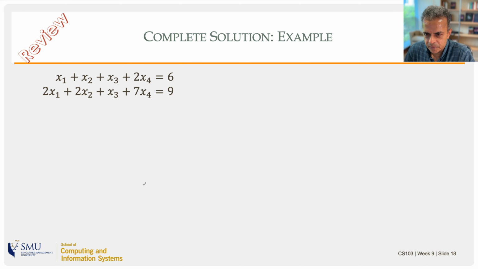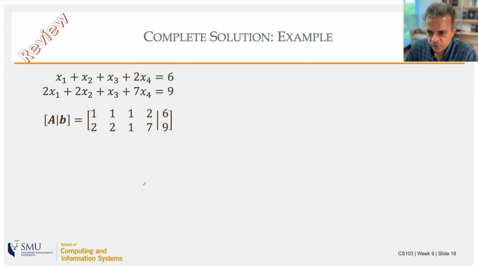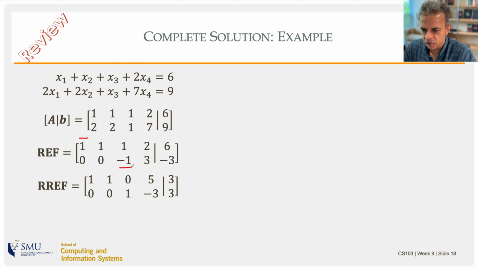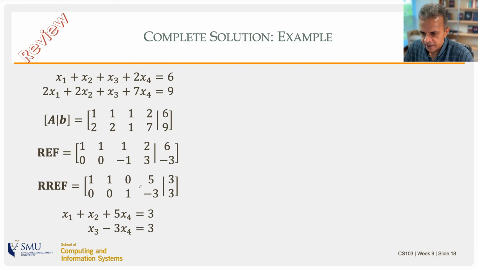So here is a system of 2 equations and 4 unknowns. So if you write down the augmented matrix, you get that. Subtracting 2 times the first row from the second row, the first 2 columns will have zeros in the second row. And then you have pivots in here and here. RREF, after normalizing the pivots and then getting rid of this, you get that. Fine. So you have 2 equations there.